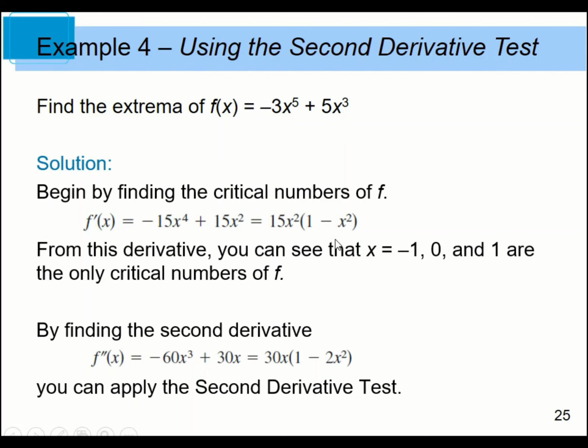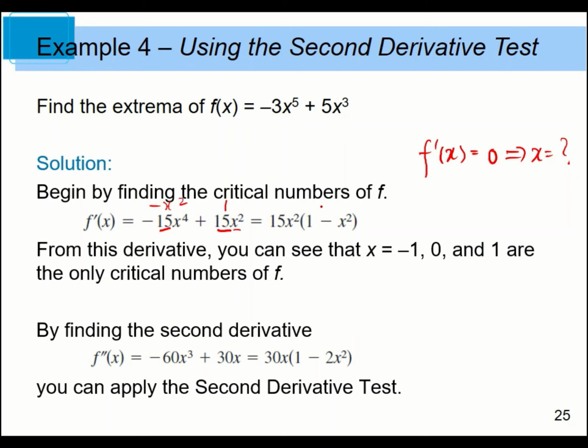According to the second derivative test, first we need to find f prime equals 0. From here we want to find the value of x. So we factorize this. Take out the 15 and take out the x squared. So we have 15x squared, and of course this is 1. After we take out 15x squared, this is 1, and this will be negative x squared. So we have 1 minus x squared.